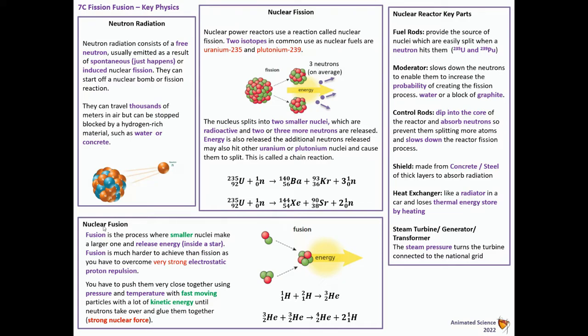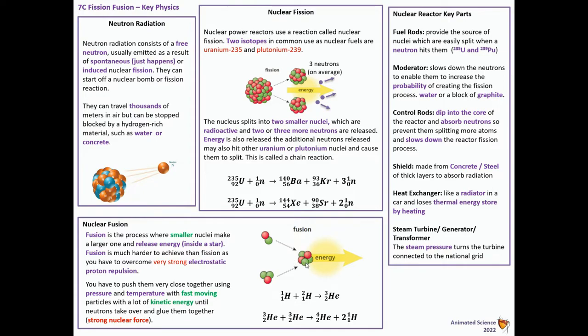Now, the other trendy idea is that we can have nuclear fusion. Fusion happens in the sun, but actually, fusion is a process where smaller nuclei make a larger one and release energy inside a star. And fusion is much harder to achieve than fission, as you have to overcome very strong electrostatic and proton repulsion. You have to push them very close together using pressure and temperature with fast-moving particles with a lot of kinetic energy until the strong nuclear force takes over and glues them together, which you don't need to know at GCSE, but it explains why these nucleons push together and stick.